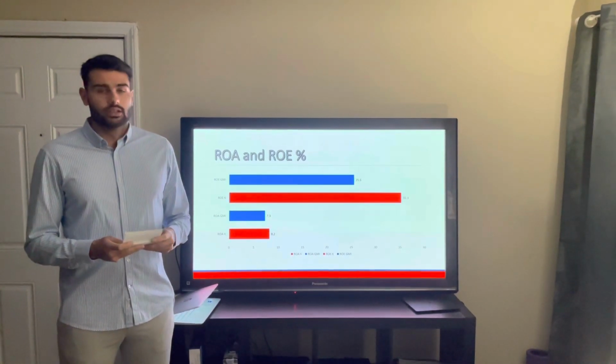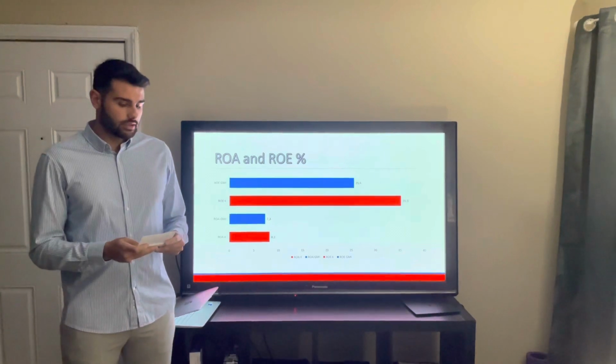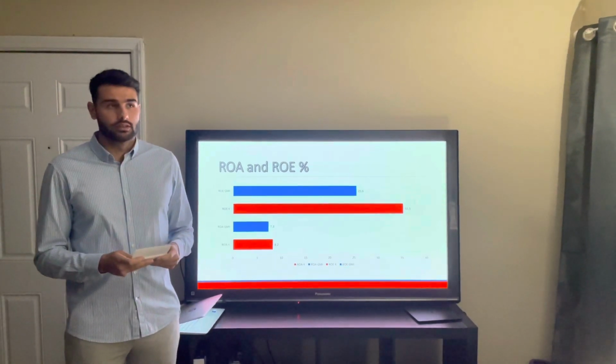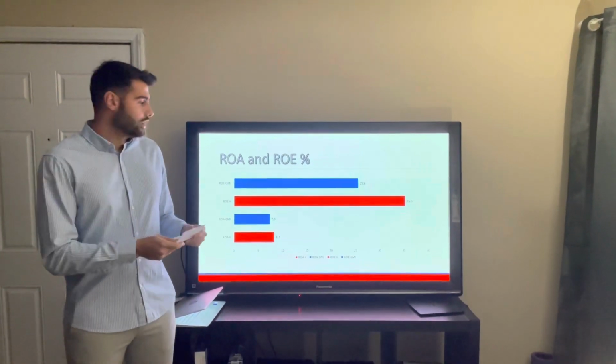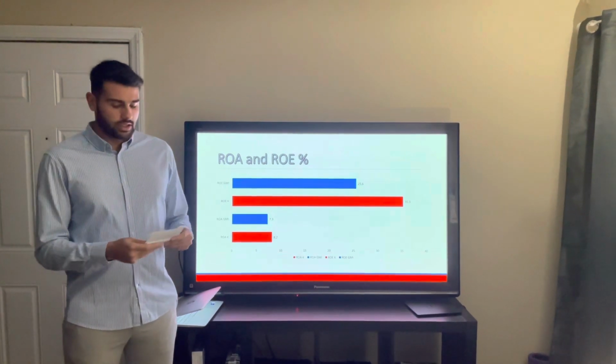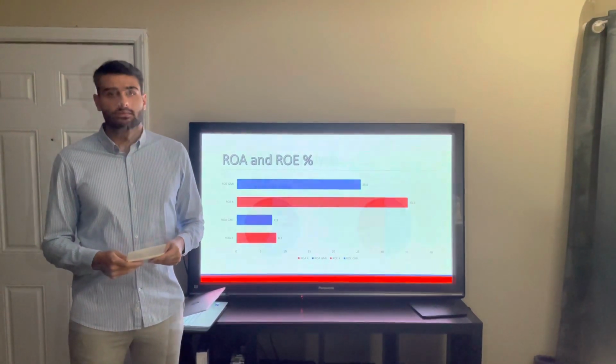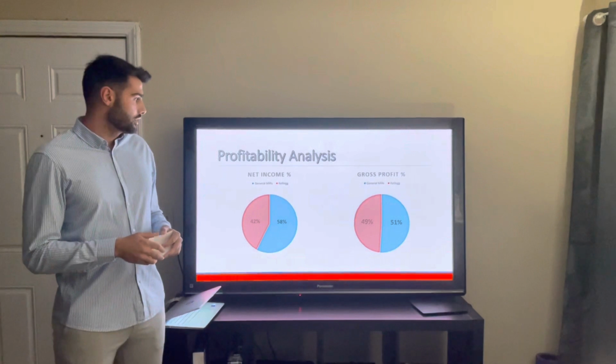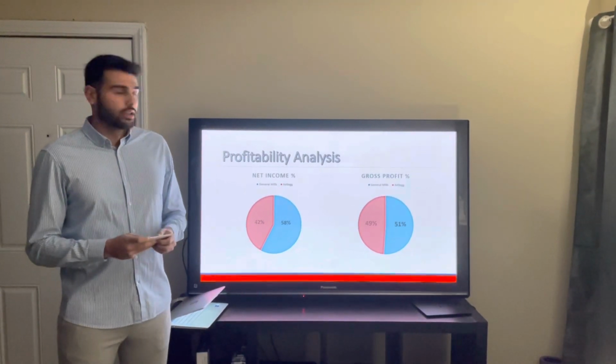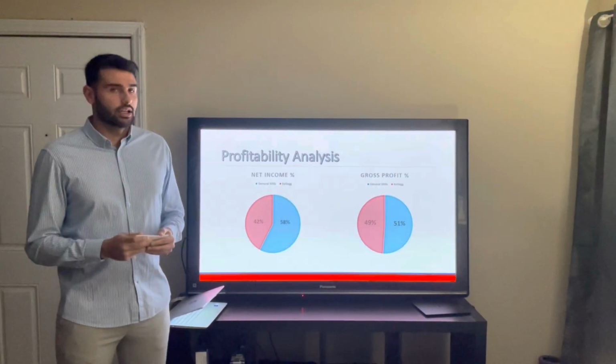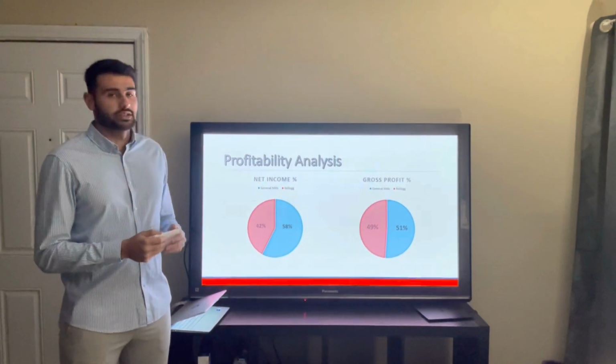This means that Kellogg's company is more effective. On the other hand too, Kellogg's company is more profitable. Continuing with the profitability analysis, here are the net income margin and the gross profit margin.